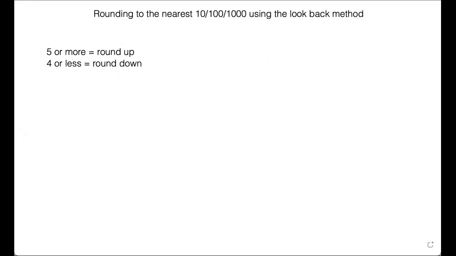So let's start off by rounding to the nearest 10. Rounding to the nearest 10, so I'll just write that in. Let's say, for example, we wanted to round 57 to the nearest 10.